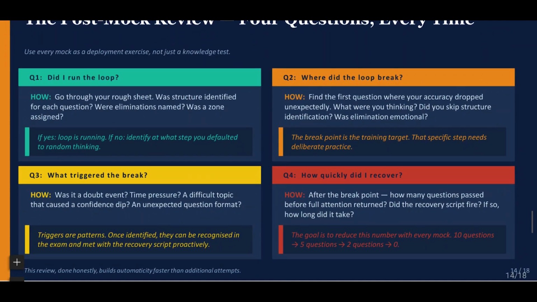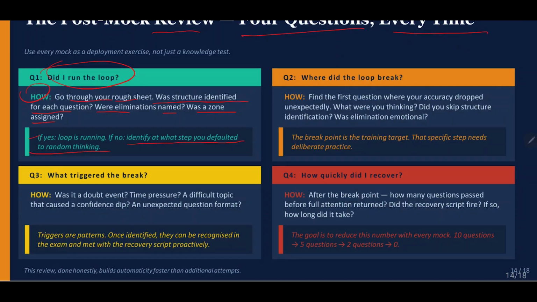So the post-mock review should be like this. The 4 questions every time. First: did I run the loop? How? Go through your rough sheet. Was there a structural identifier for each question, was elimination done, was a zone assigned? If yes, the loop is running. If no, identify which step you defaulted at, to random thinking.